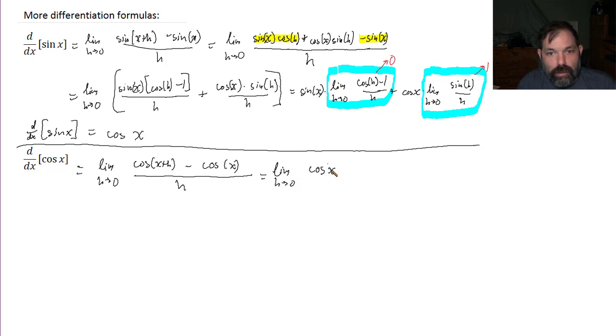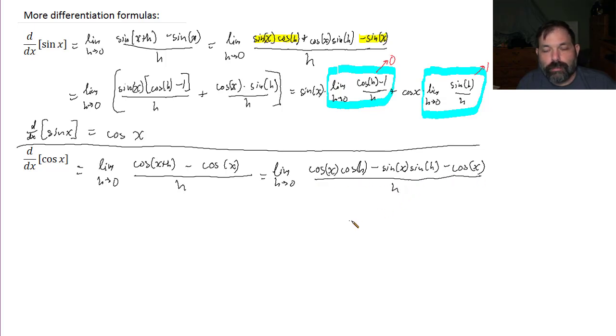That's cosine x cosine h minus sine x sine h minus cosine x, over h. And then we do a similar thing. We regroup. This is the limit with h approaching 0. Again, I'm going to group together the terms that have the cosine x in them.